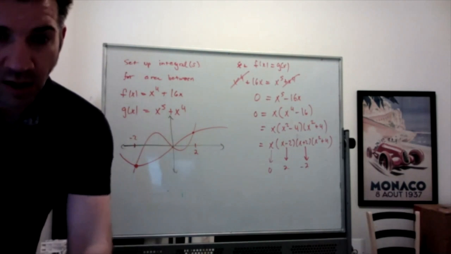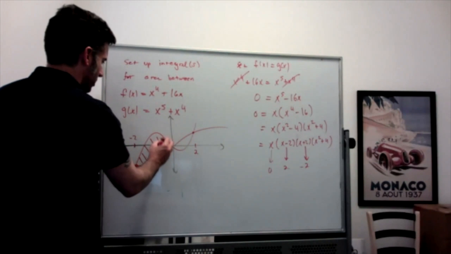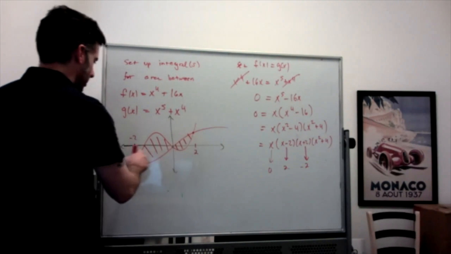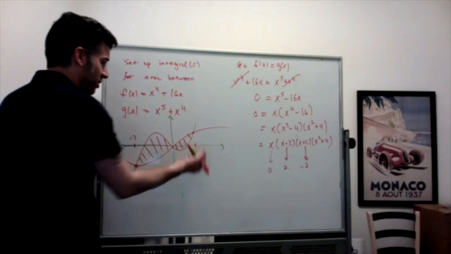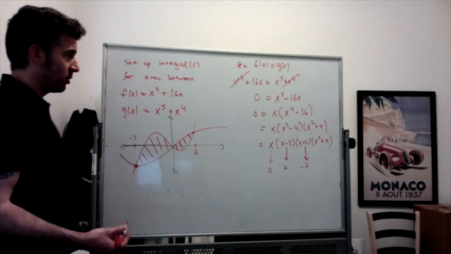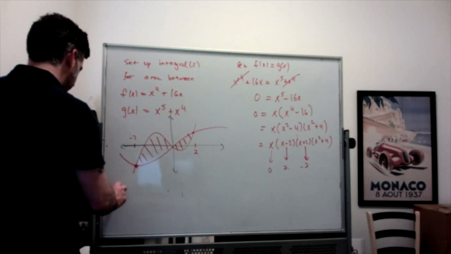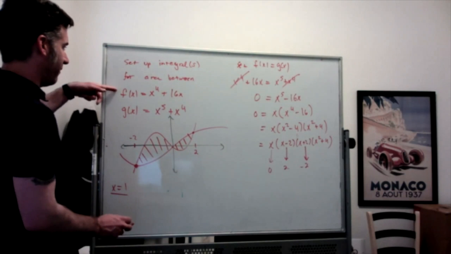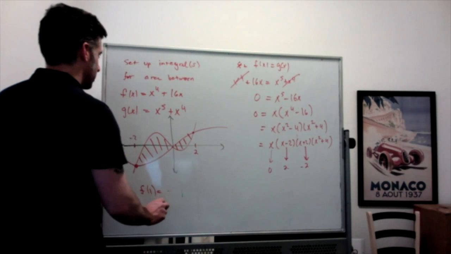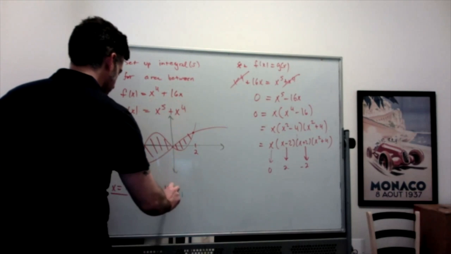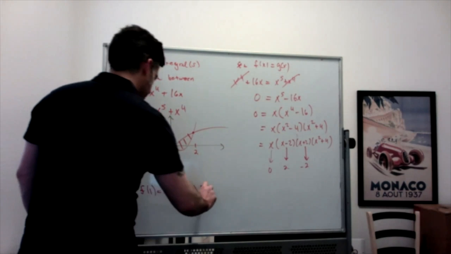And the idea is we want to find the area between these two curves. So between negative 2 and 0, we have to know which function is bigger. And between 0 and 2, we have to know which function is bigger. So we're going to pick a point in between. I'm going to pick x equal to 1, and look at f of 1 and g of 1. f of 1 is 1 plus 16. g of 1 is 1 plus 1.